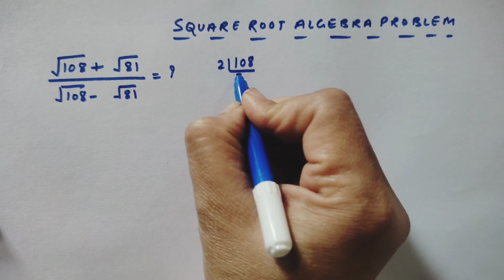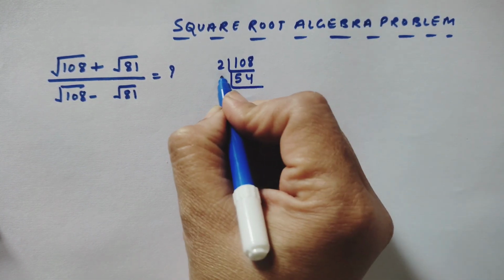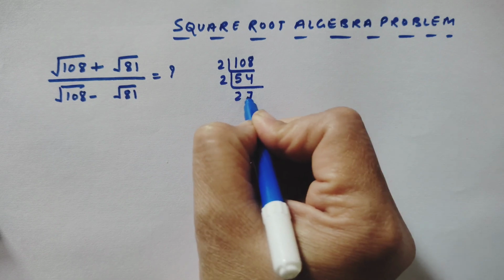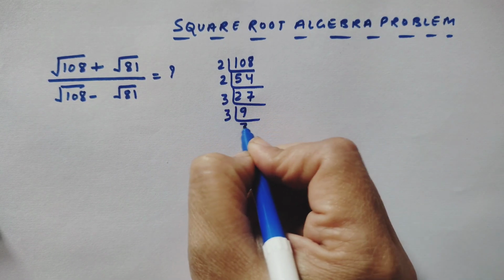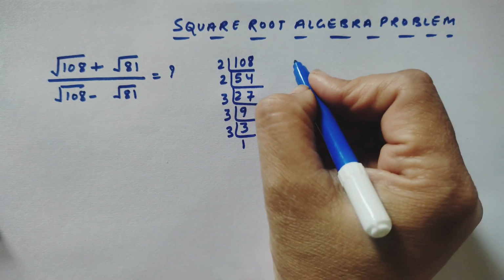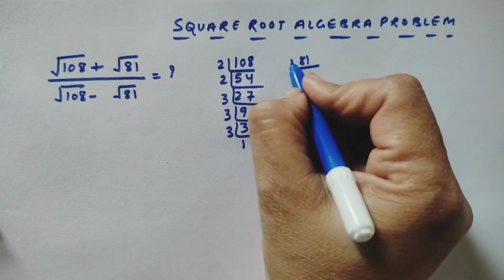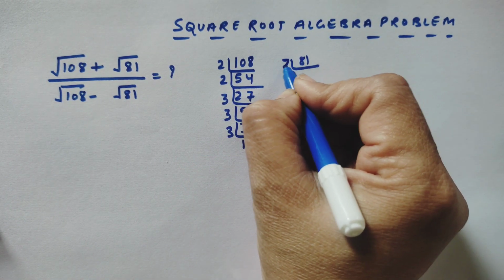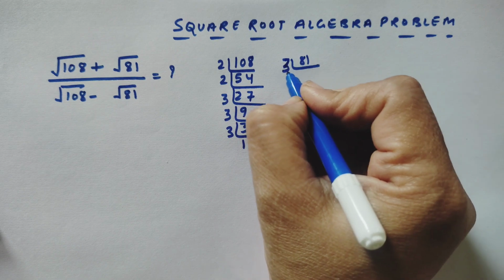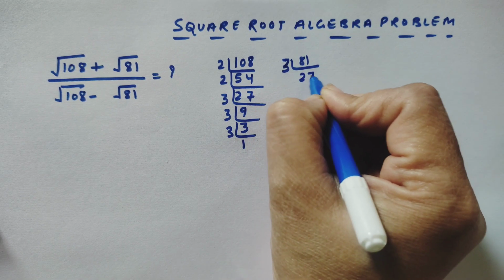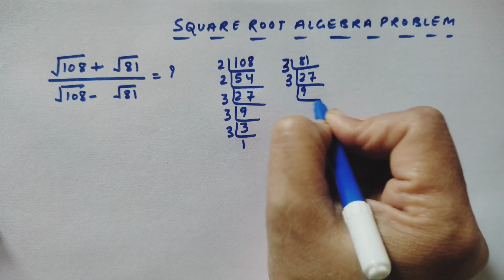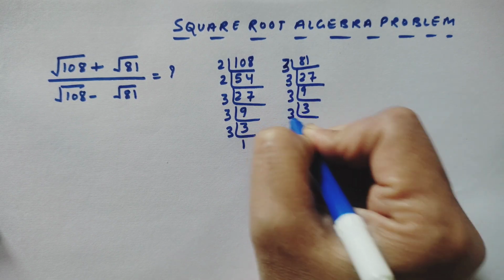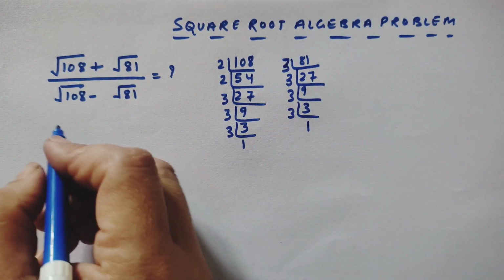So it will be 2 5s are 10, 2 4s are 8, 2 2s are 4 and 2 7s are 14, and 3 9s are 27, 3 3s are 9 and 3 1s are 3. And here the factors of 81, suppose first of all we'll do with number 3. 3 2s are 6, 3 7s are 21. It goes 27 times, and 3 9s are 27, 3 3s are 9 and 3 1s are 3.